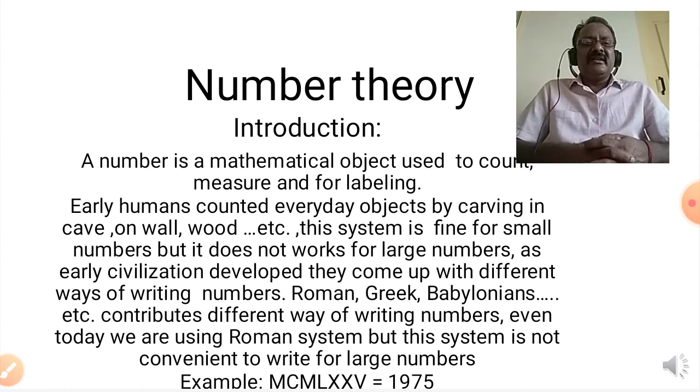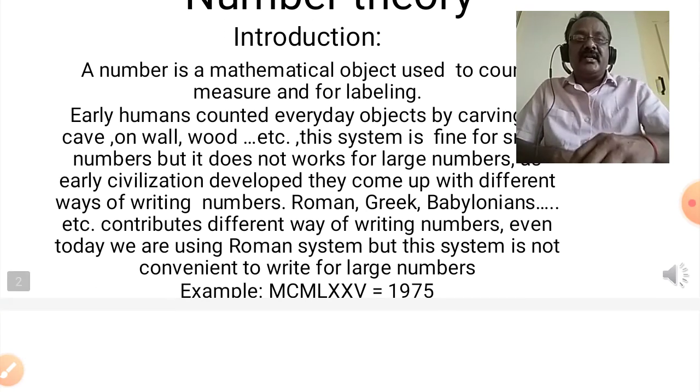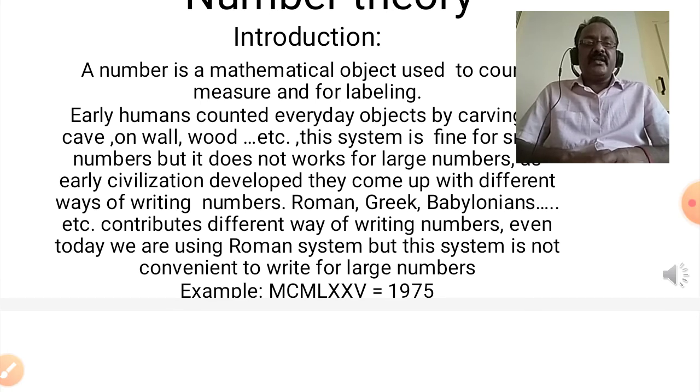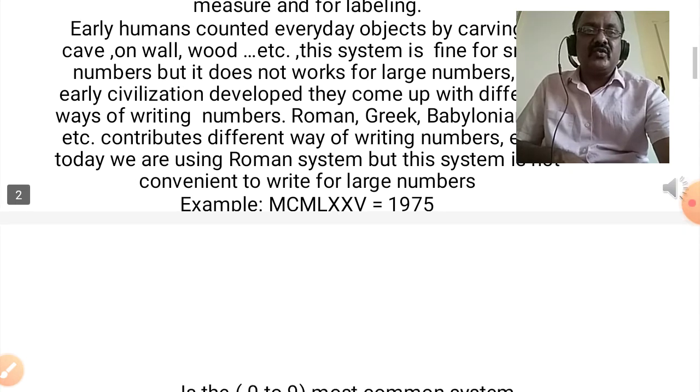Roman letters are not convenient when the numbers are big. Here in the slide I showed one example. Observe here, 1975 is written like that: MCMLXXV. You know what those are? M represents 1000, X represents 10, C represents 100. That is how 1975 is written. It is difficult to write, and it is a very lengthy process when the numbers are big. Therefore, the Roman system is not suitable.